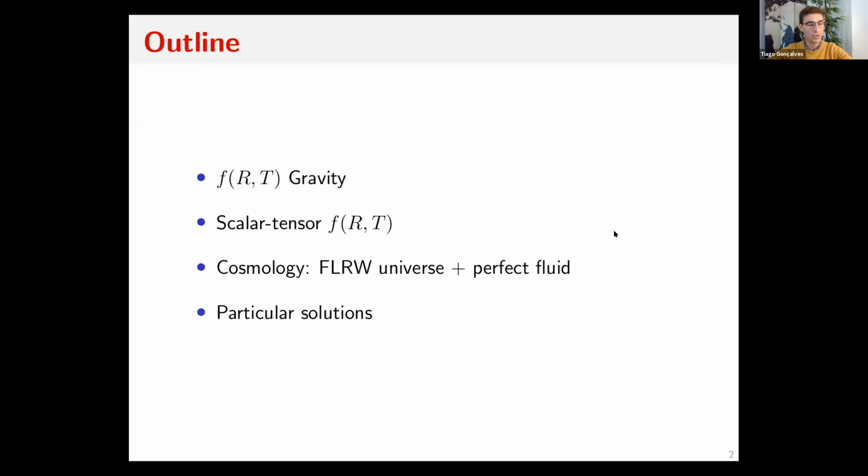I'll give a very short introduction to this modified theory of gravity. A lot of work has already been done in this theory. The novelty really is the equivalent scalar tensor representation, which was published this year. We take that to make our study, and we use reconstruction methods to find some cosmological solutions. And I'll be presenting here a preview of some of them.